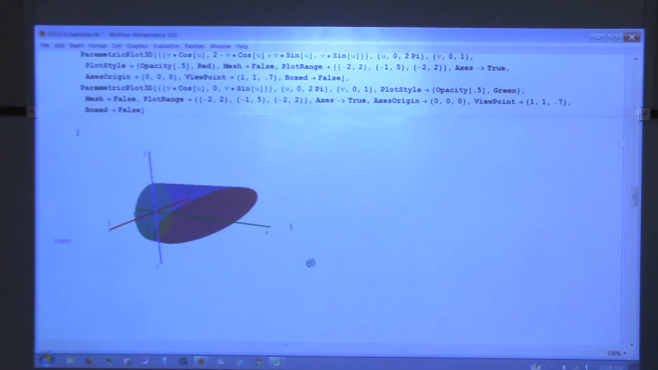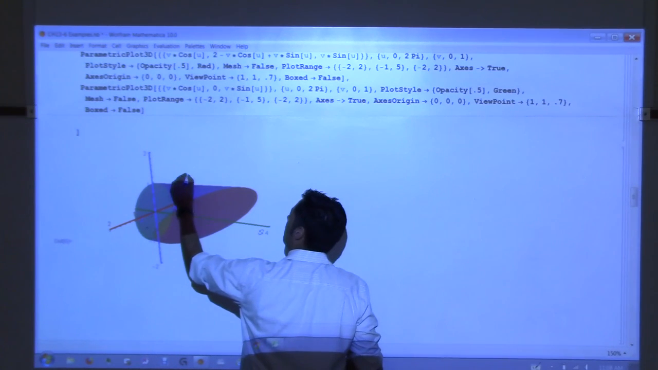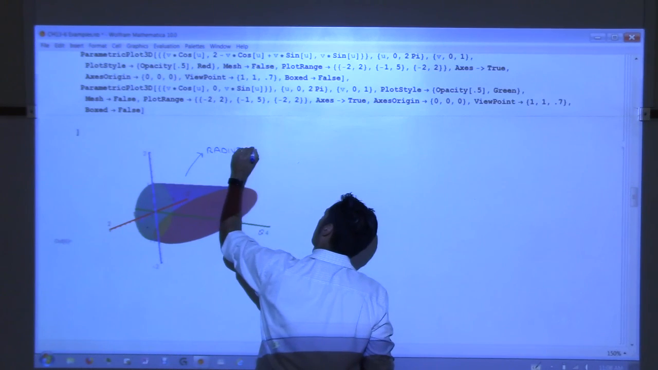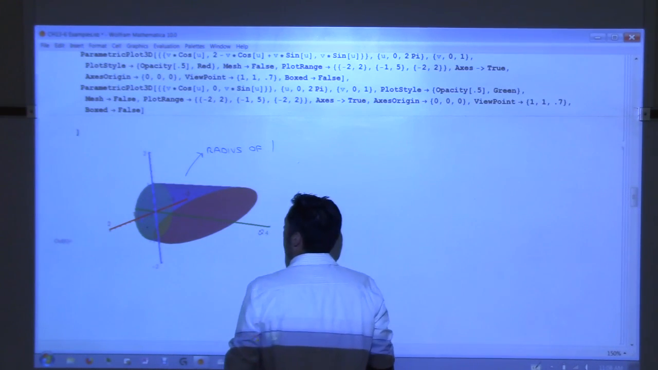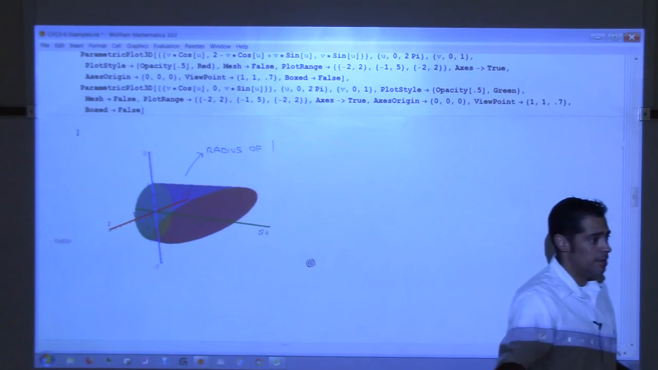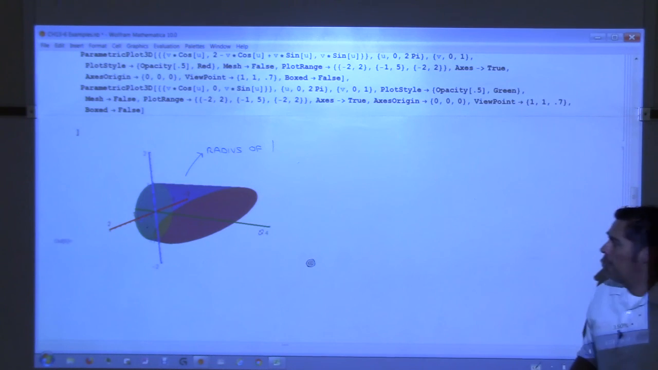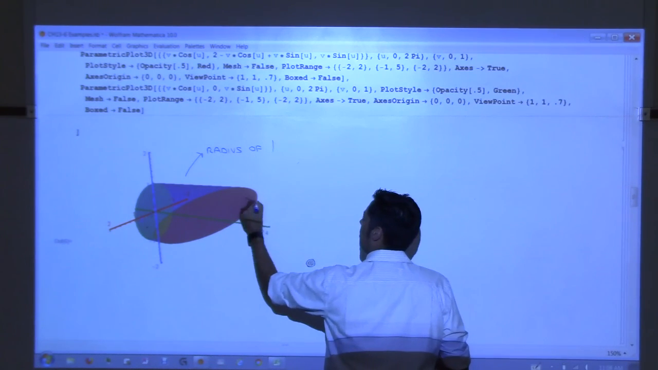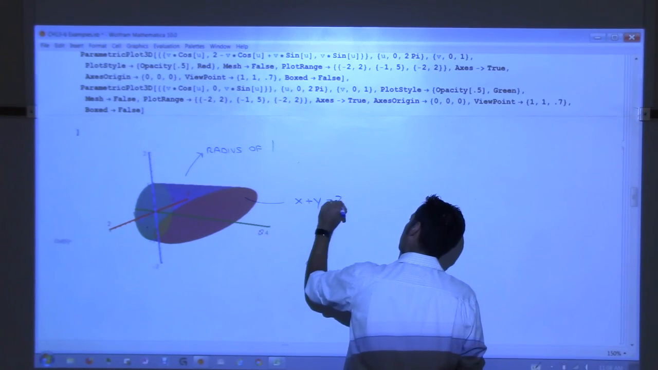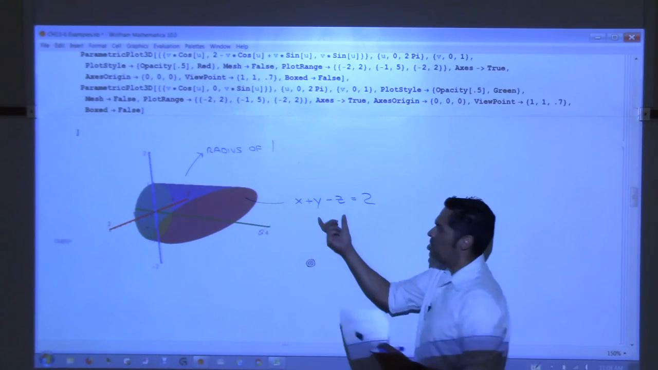All right, you got it? Now, I need to give you some information about this before we can actually do the problem. Again, this will be a radius of 1. And then you see this, looks like someone came and sliced through the cylinder with a plane, right? A plane. And that actually has an equation. The equation of that plane is x plus y minus z equals 2.